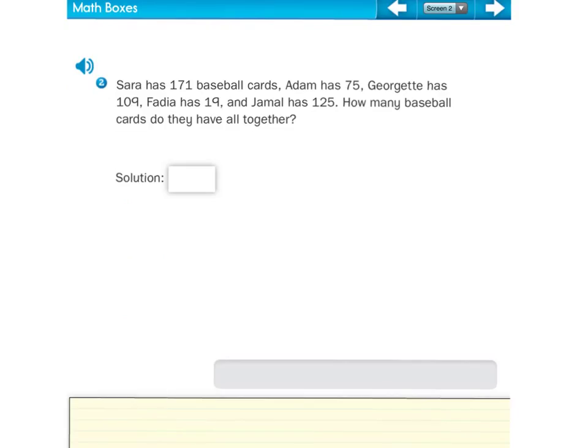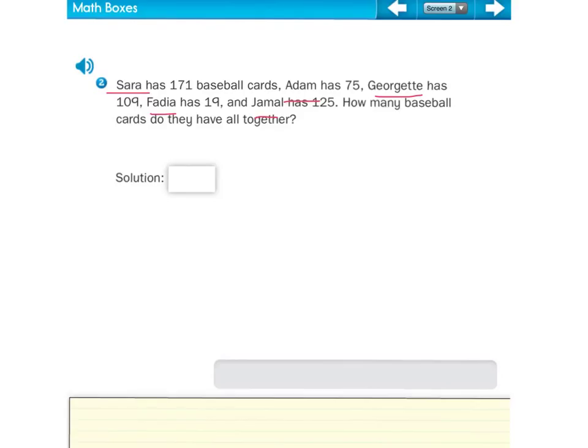Question number 2 is a story problem. It says Sarah has 171 baseball cards, Adam has 75, Georgette has 109, and Fadia has 19. Jamal has 125. How many baseball cards do they have altogether? In this problem, the first thing that I want to suggest to you is make sure you don't get stuck on the names. It doesn't matter if you can say Georgette or Adam or Sarah or Fadia or Jamal. What matters is that you just substitute a name in there. The names are not important right now. Okay, so don't get stuck on, oh gosh, I don't know what that name is.